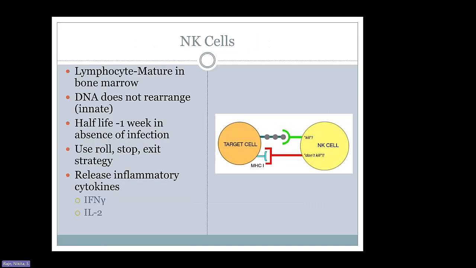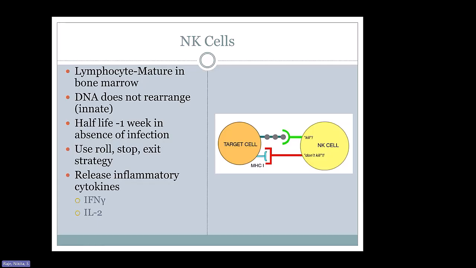All right, we are moving on to talking about NK cells. NK cells are one type of lymphocytes. They mature in bone marrow like other lymphocytes, but their DNA does not rearrange over time, and it does not adapt to the microbes that it comes across. So NK cells are the lymphocytes that are part of the innate immune system. Their half-life is about 1 week in absence of infection.